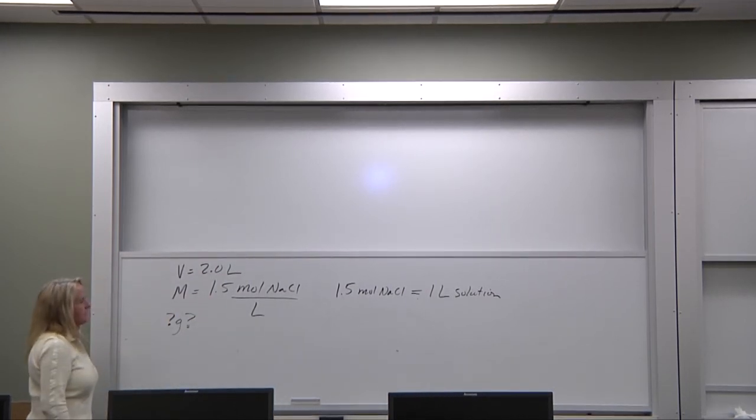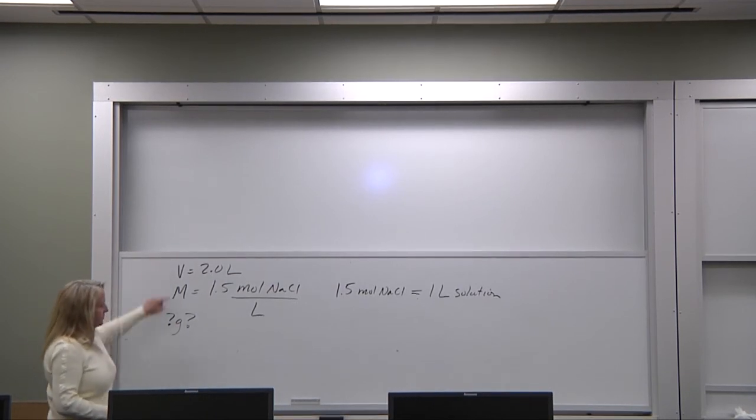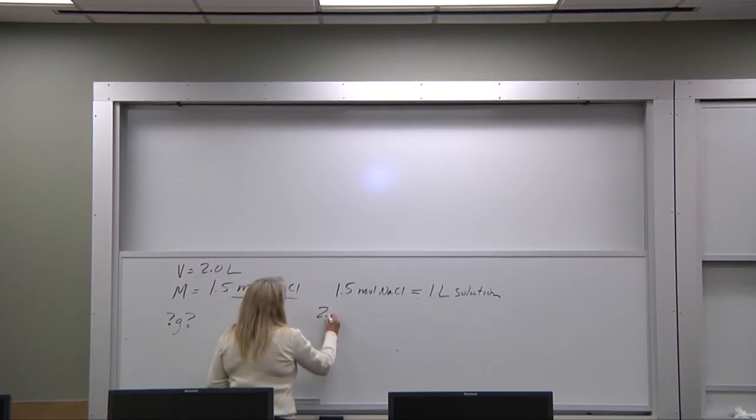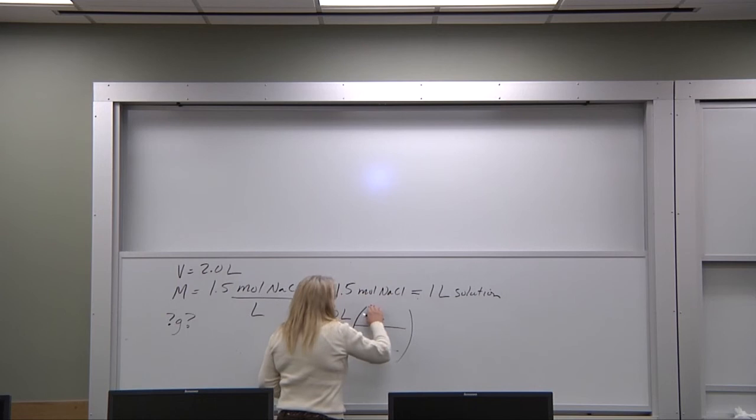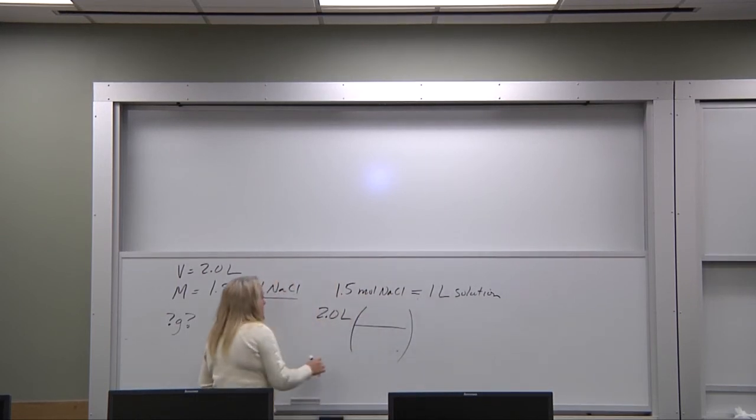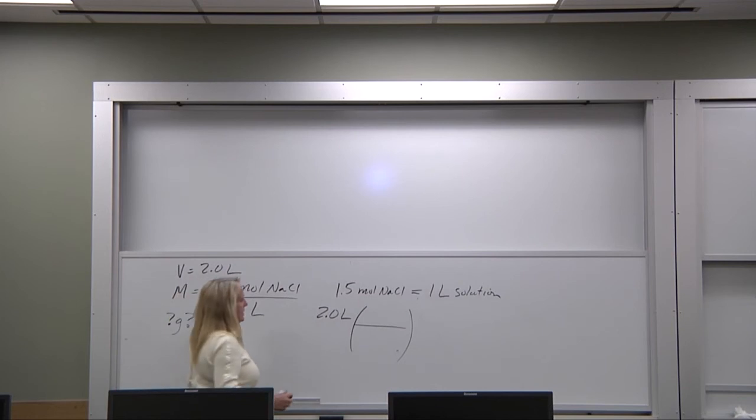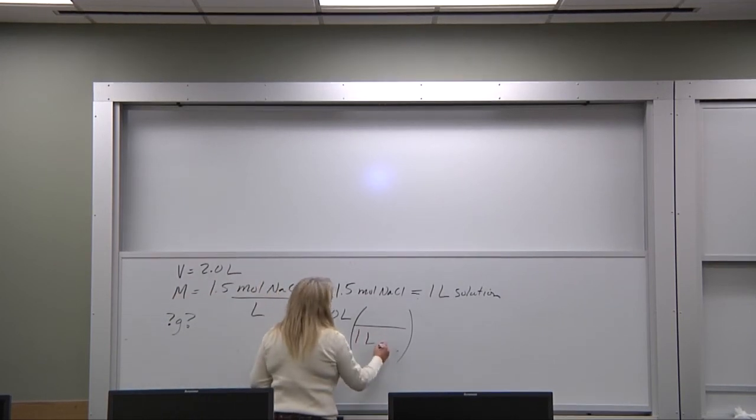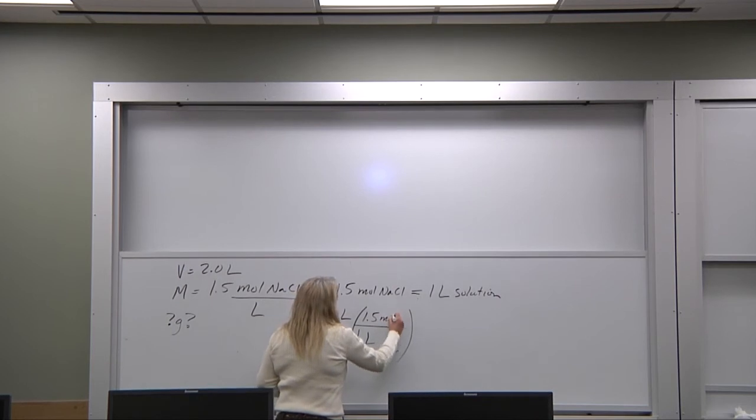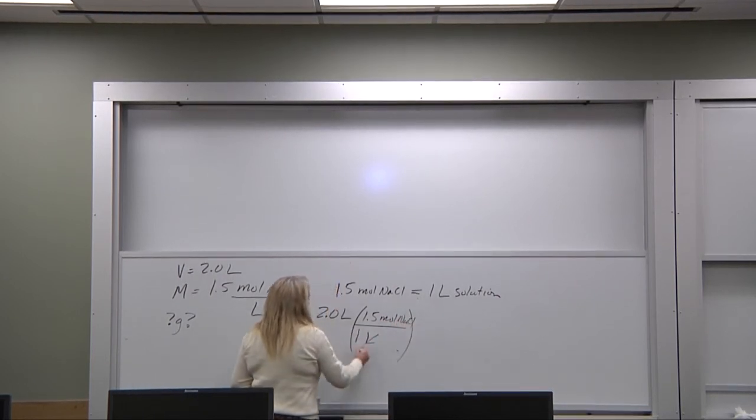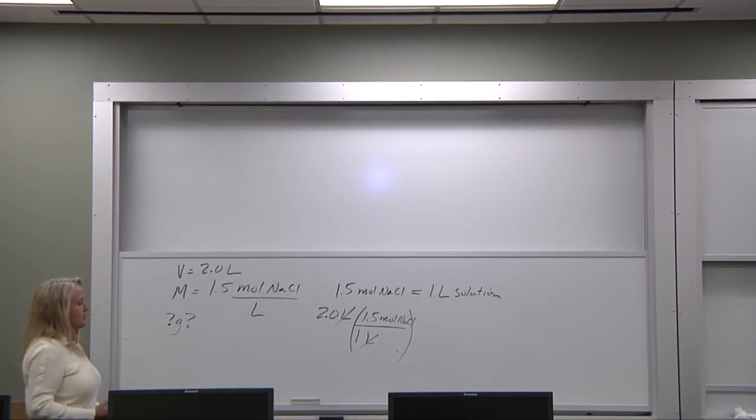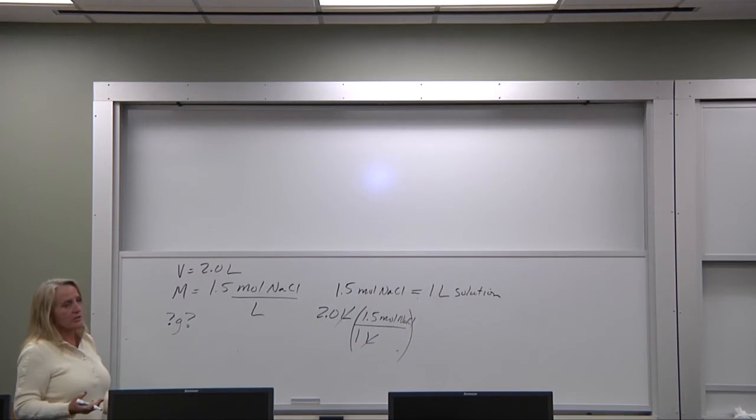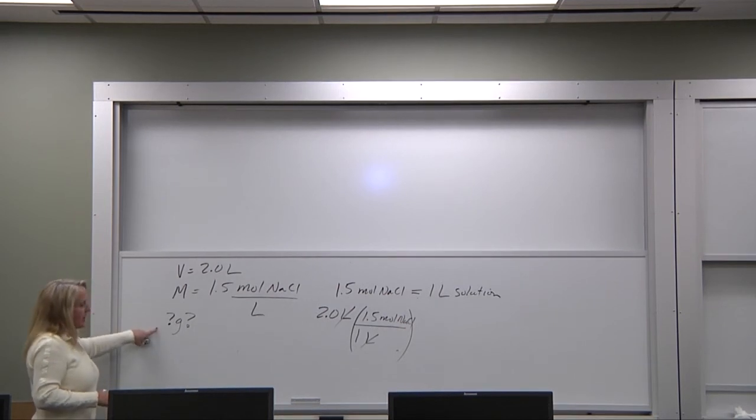So if I start with volume of 2.0 liters, I choose somehow to make the liter cancel out using the molarity. So 1 liter goes on the bottom and 1.5 moles of NaCl goes on top, then liter cancels out. And right now I have 2 times 1.5, or I have 3 moles of sodium chloride in that 2 liters of solution. The question asks how many grams.